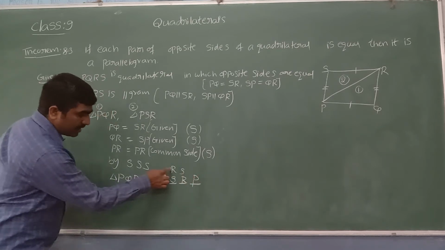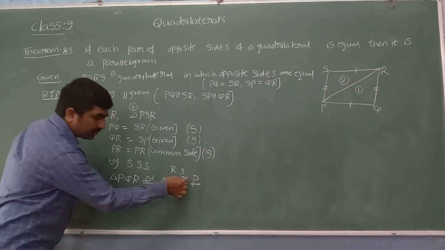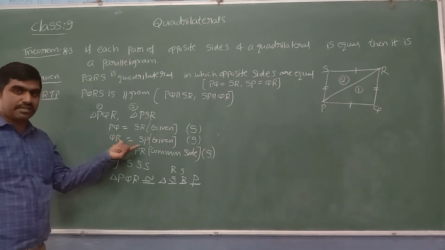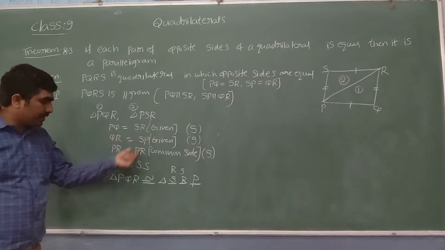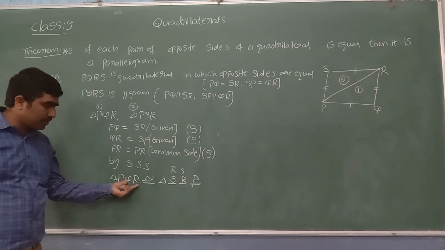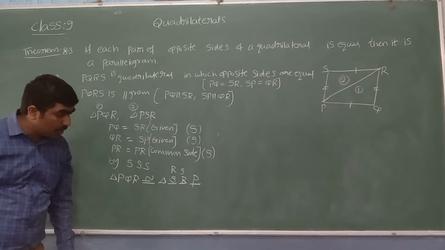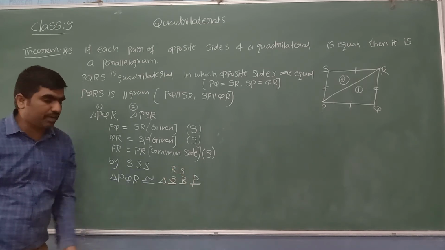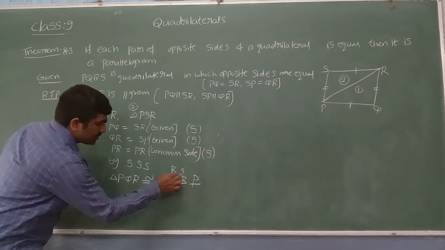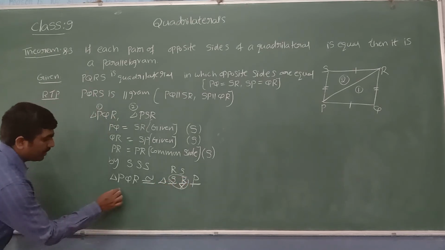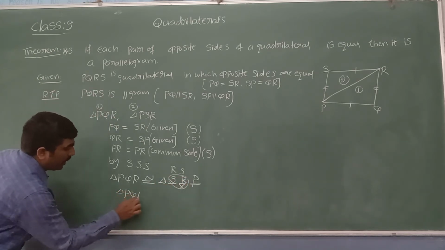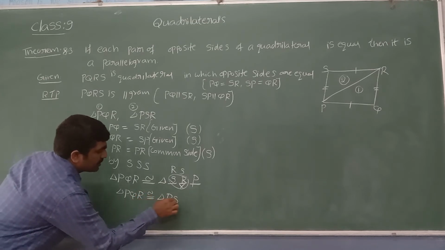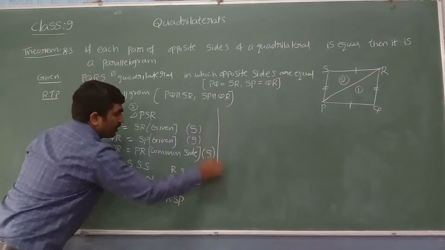Now which one is correct, RSP or SRP? We will check it with the help of the remaining sides. Remaining equal sides: QR is equal to SP. QR last two, SP last two. To get SP last two, can I take this SP or RP? The upper one we can take. Now we can write triangle PQR is congruent to triangle RSP. Both the triangles are congruent.